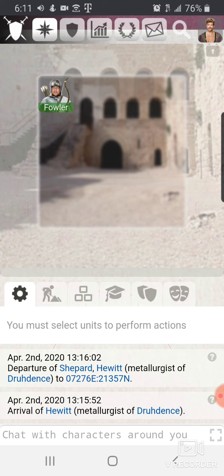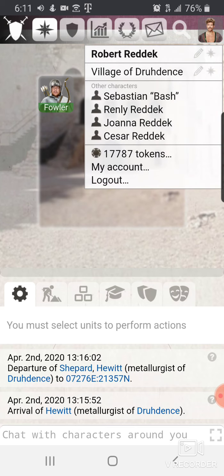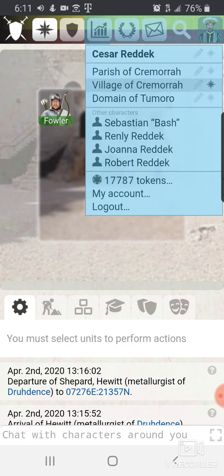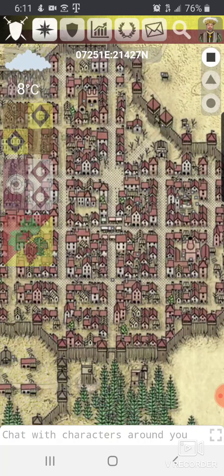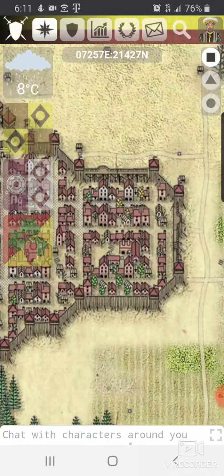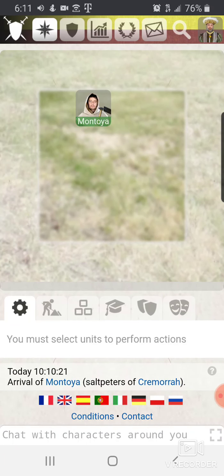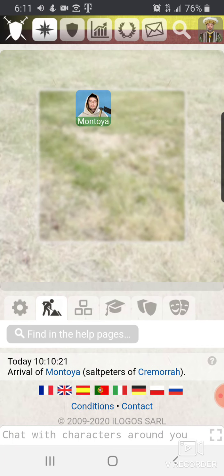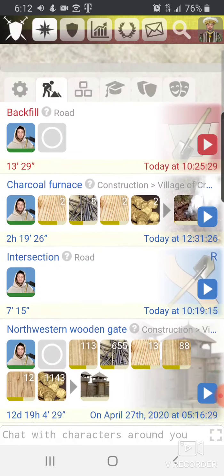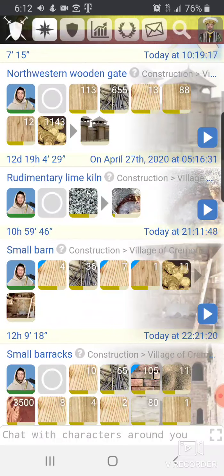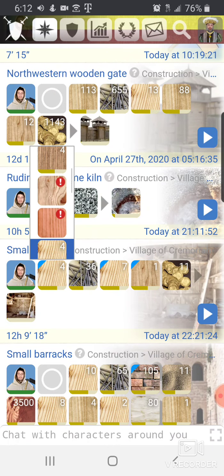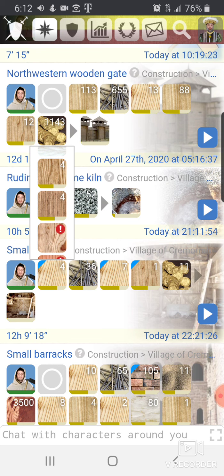All right. Now for our building tab, I want to go back to the domain I was just at. That's the village of Cremora. And back to our unit, whatever this guy is. He can build some stuff. Let's take a look at this. Let's go to the barn. Everyone builds a barn. So let's say I want some oak.